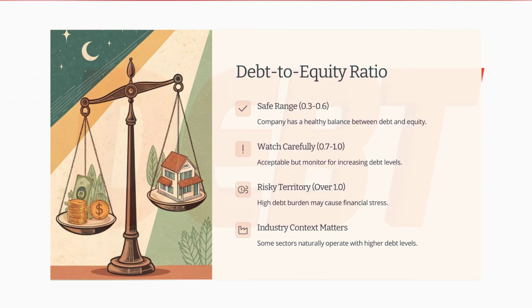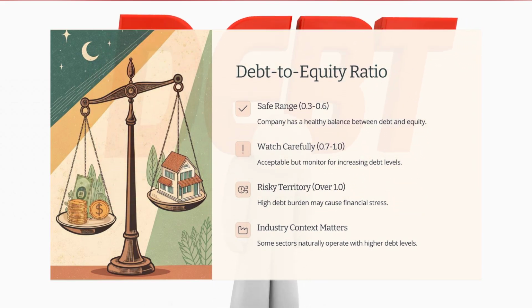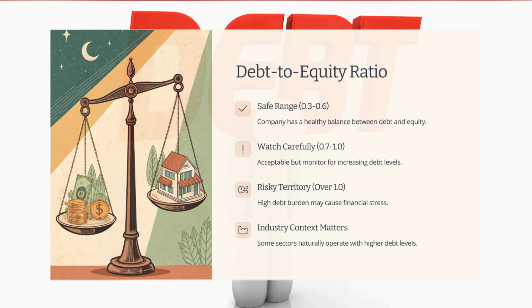The debt-to-equity ratio compares how much a company owes versus how much it owns. It gives us a sense of financial risk. A ratio between 0.3 and 0.6 is considered safe. Between 0.7 and 1.0 means you should keep an eye on it. If it's over 1.0, the company may be relying too heavily on borrowed money. Still, context matters. Some industries naturally operate with more debt than others.